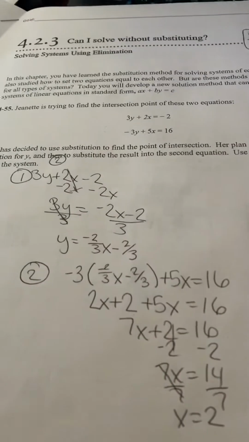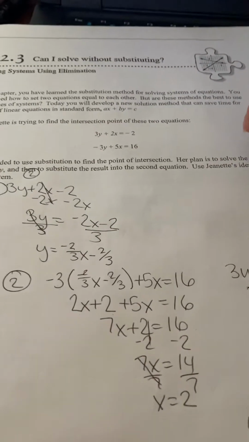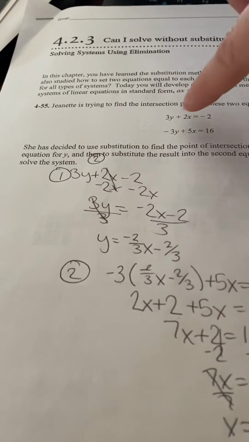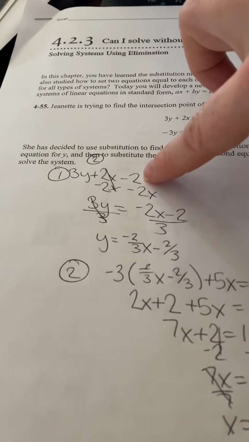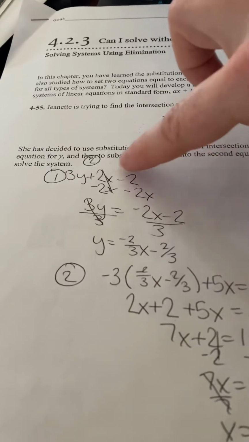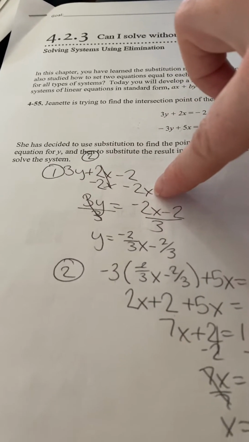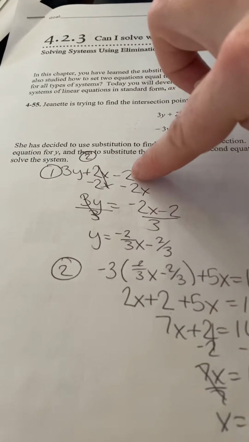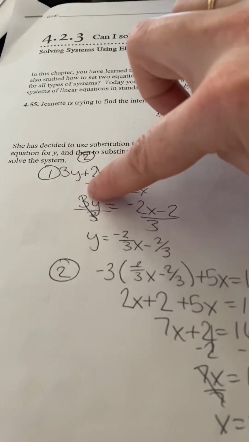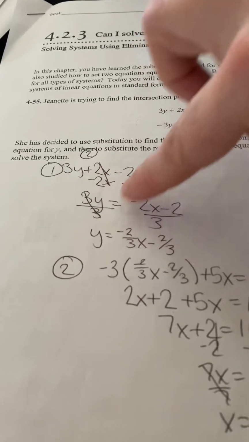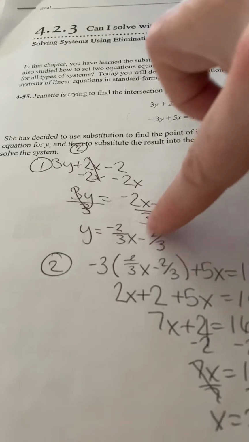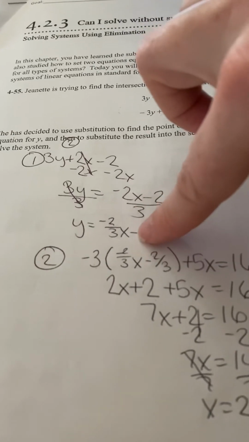So her first step was to solve the first equation for y. So that's what I did first. And so 3y plus 2x minus 2, that's the first equation. If you want to get y by itself, you're going to subtract 2x from both sides. So that leaves you with 3y equals negative 2x minus 2. It's 3 times y, so the opposite of times is to divide. And then you get y equals negative 2/3 x minus 2/3.